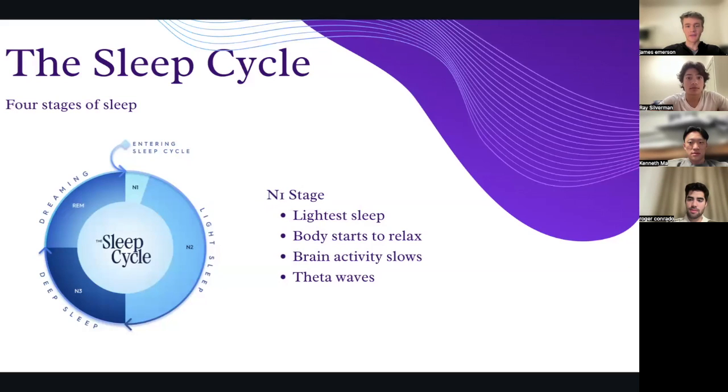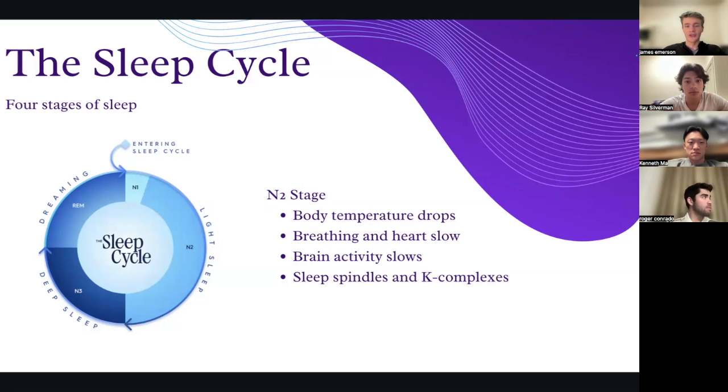When you first fall asleep, you enter the N1 stage. This is your lightest sleep. Here, your body starts to relax, your brain activity slows. If you're hooked up to an EEG machine, you'll notice these patterns of brain activity called theta waves. Then, after a couple minutes in N1 sleep, you'll enter N2. Here, your body temperature drops, your breathing and heart rate slow, as well as your brain activity. Again, you'll see these patterns of brain activity called sleep spindles and K complexes. And over the course of a typical night, you'll spend roughly half of your time in N2 sleep.